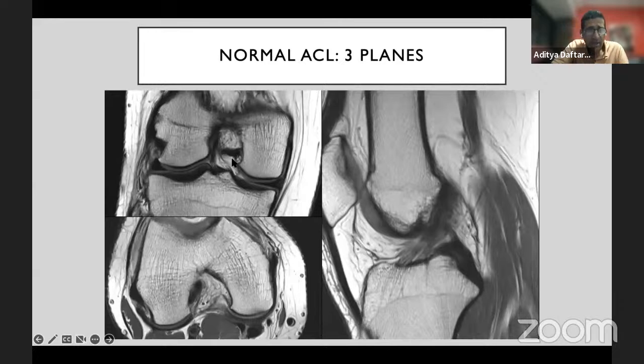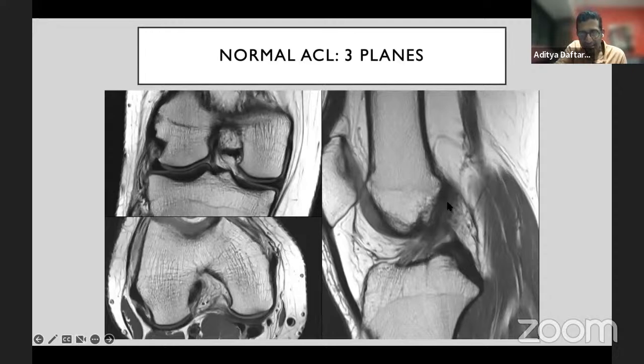So here is the example of the ACL. Now, most of you are familiar with seeing the ACL on a sagittal image. And the reason people ask to do oblique sagittal images is because the ACL does not run in a single sagittal plane. It tends to be slightly off center, and therefore you may not see it on a single image. But for the most part, we get a great look at the ACL.